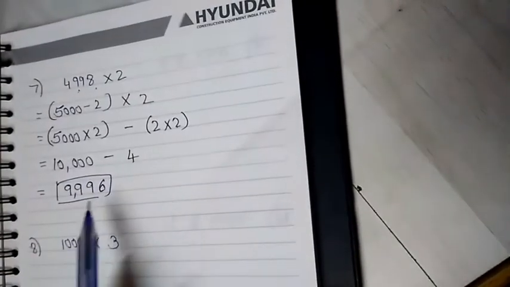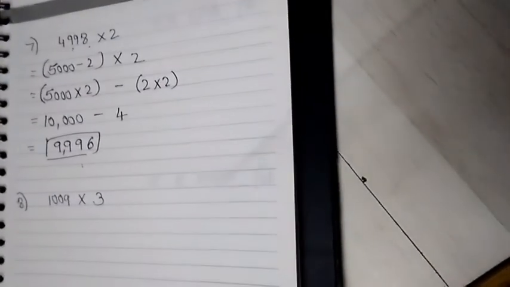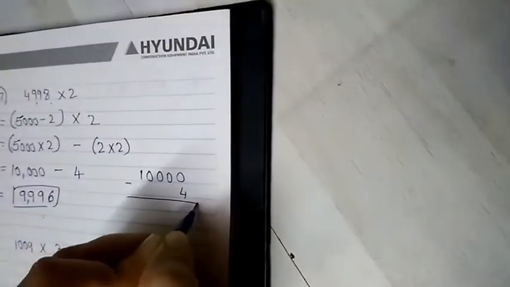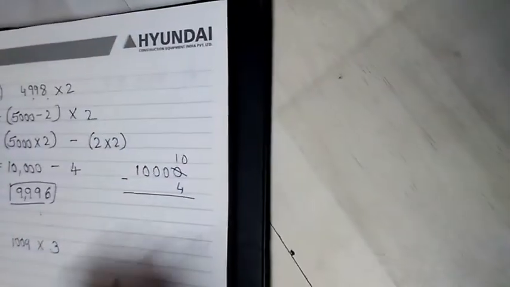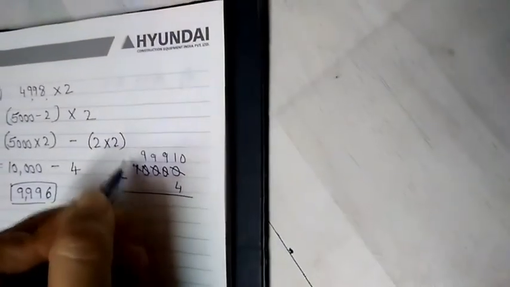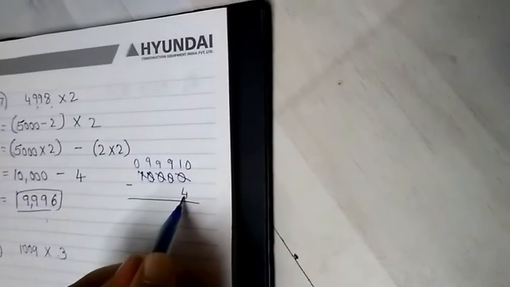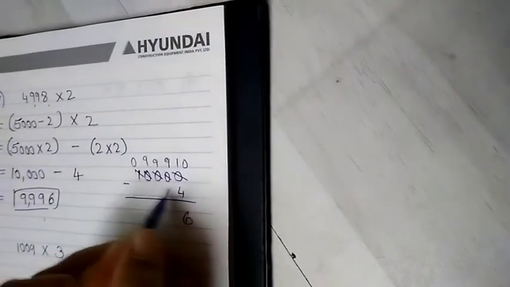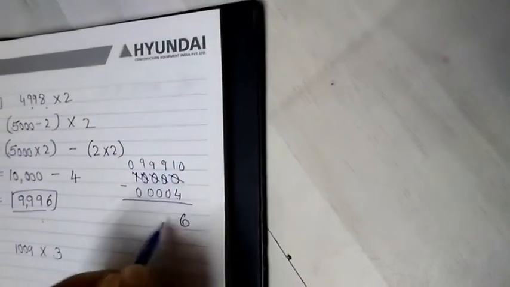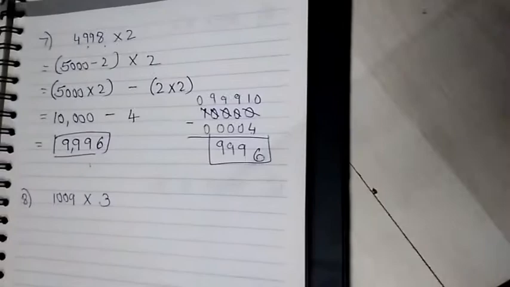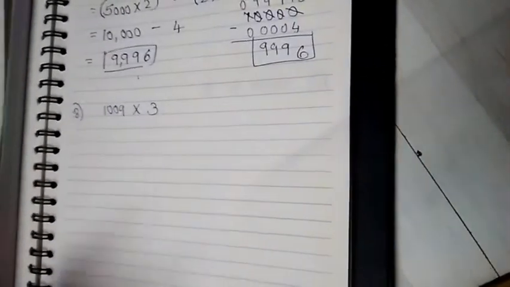9,996. If you add 4 to it, you will get 10,000. Orally also you can do. And if you want to subtract, I will show you how you will do the subtraction. 10,000 minus 4. Here it will become 10. Here it will become 9. Here also 9. And here also 9. And this will become 0. So 10 minus 4 will give you 6. 9 minus this, no numbers are there, so we can consider it as 0. So 9, 9 and 9. So this way you got 9996.